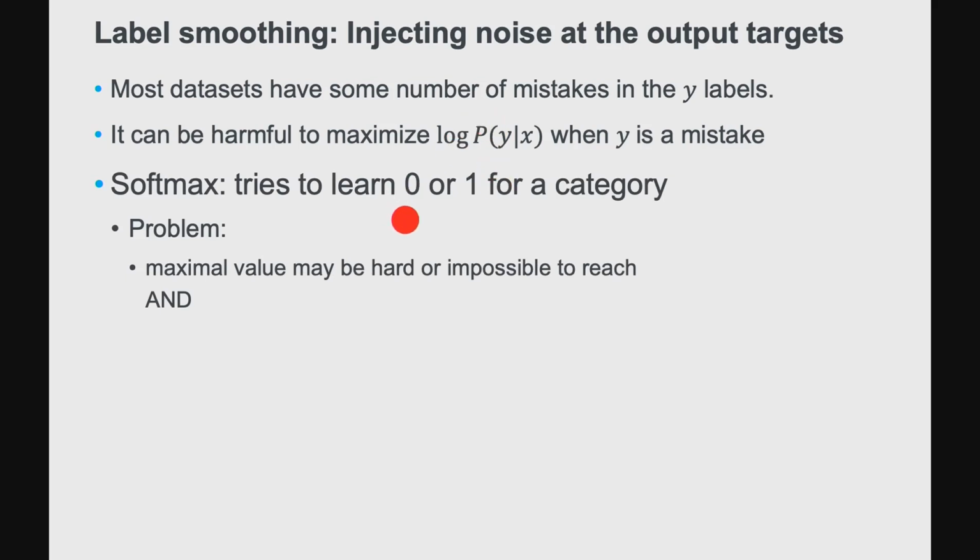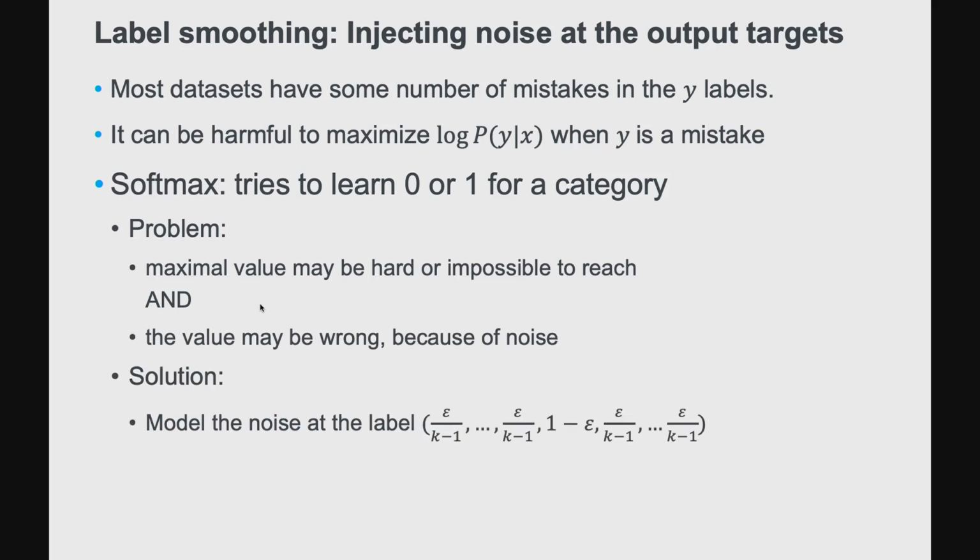And Softmax tries to learn 0 or 1 for a category. You have one hot encoding, right? So all the labels are 0, only one, the one that is given, you say it's a 1. And then this label of 1 may be even impossible to reach when you have mistakes in your training data set.